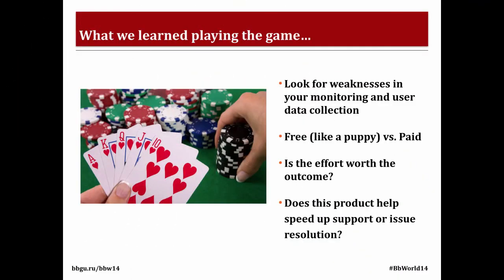So we've looked at those four groups: ourselves, the server management team, the support staff and troubleshooters, and the end users. So what have we really learned from playing the game at the University of Missouri? Here are some tips that I think will help you. Look for weaknesses in your monitoring and user data collection. If you don't have any of these products or tools enabled, or you haven't really thought about where you want to begin, that's a great place to start. What's most important for you right now, and what information do you really need to find?